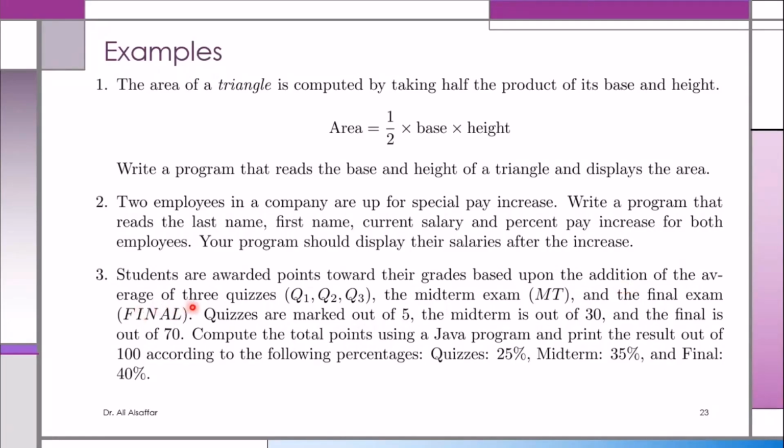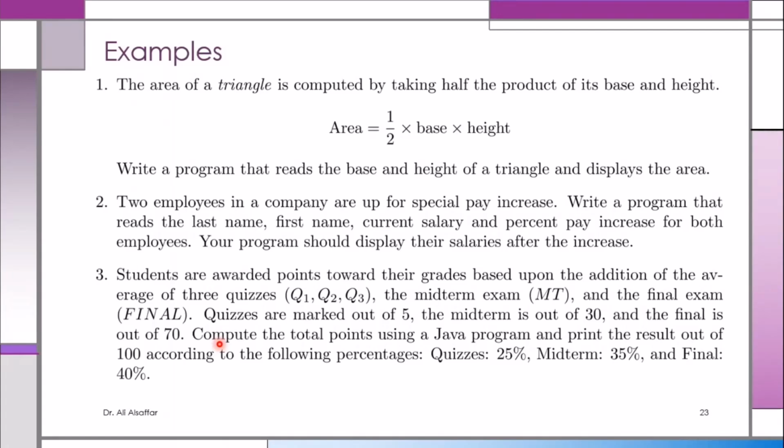The addition of the average of 3 quizzes. So we have 3 quizzes. We need to take the average, midterm, and final exam. We will use Q1, Q2, Q3 for the quizzes, midterm, MT, and final, we will call it final. Quizzes are marked out of 5. So when we give quizzes to the students, we grade it out of 5. And the midterm will be out of 30, and the final will be out of 70.